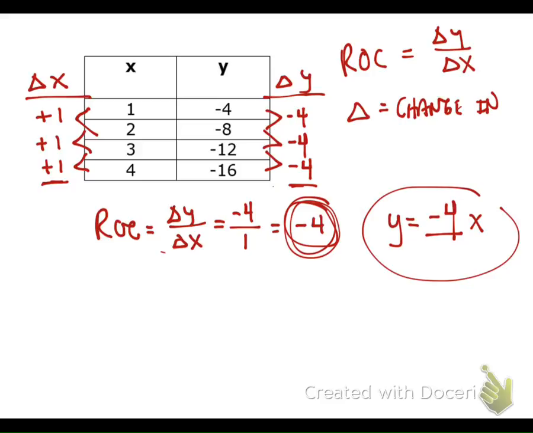So let's take it up to the table right over here and let's test it out. 1 times negative 4, that gives me negative 4. 2 times negative 4 gives me negative 8. 3 times negative 4 gives me negative 12. And 4 times negative 4 gives me negative 16. So you can see there that by finding the rate of change, you can find the coefficient, or the number that you multiply by, just from that table. And it all comes down to the delta y over delta x.